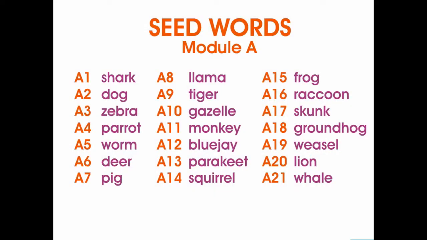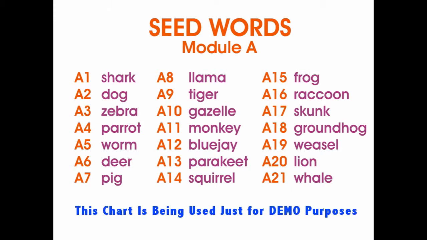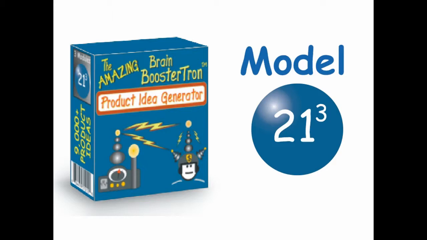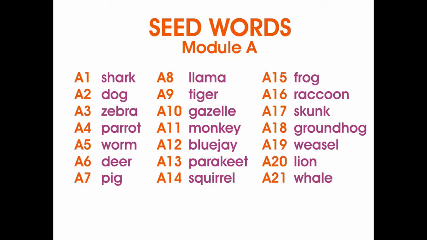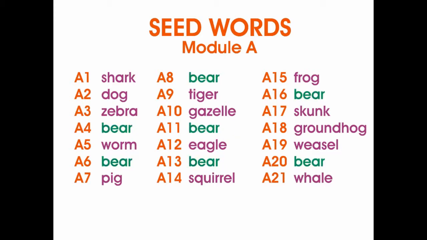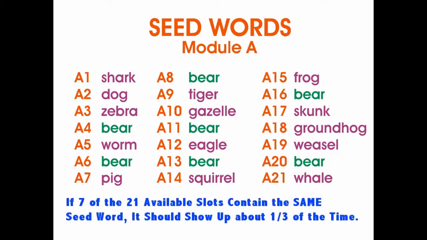Sometimes you may want the BoosterTron's random process to favor a specific seed word phrase so that it shows up more often than the others. In this particular BoosterTron, Model 21.3, each of the 3 modules has 21 slots for seed words, so if you put a different seed word into each slot, you would expect it to show up on average about 5% of the time. But what if you wanted a seed word to be selected about 1/3 of the time instead of roughly 1/20th of the time? In that case, you could choose any 7 of the 21 slots and load them up with the same seed word. Then that word or phrase should show up in the final output phrases roughly 1/3 of the time, while each of the other words would show up only about 5% of the time.